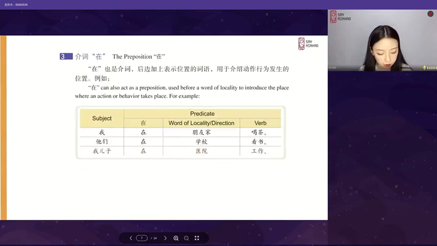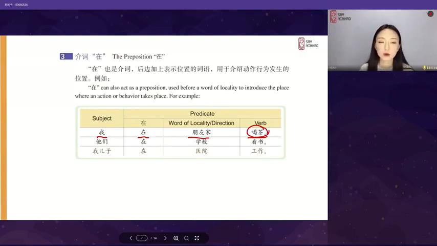Now let's see the preposition 在. Okay, 在 can also act as a preposition, and it is used before a word of locality to introduce the place where an action or behavior takes place, where this action happened. Now let's see the example first. 我在朋友家喝茶. Okay, what is the action? The action is 喝茶, drink tea.